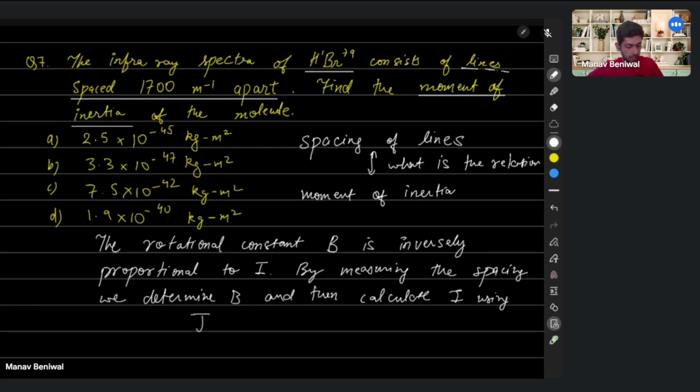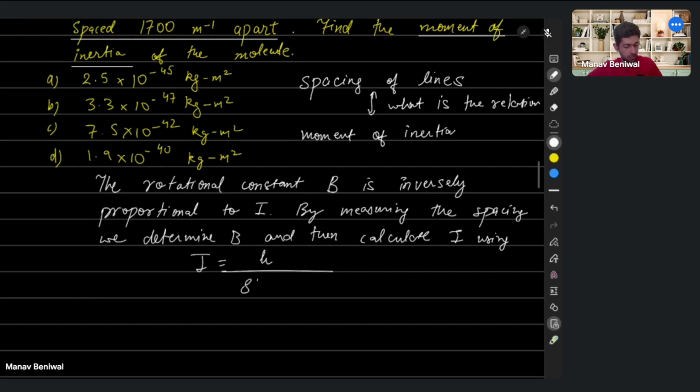Using I equals h over 8 pi squared c times B. So this is the equation that connects the moment of inertia to our rotational constant B. And how do you get B? We determine B from the spacing, which is given to be 1700 per meter.